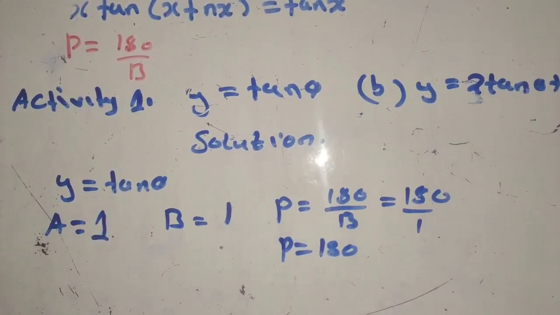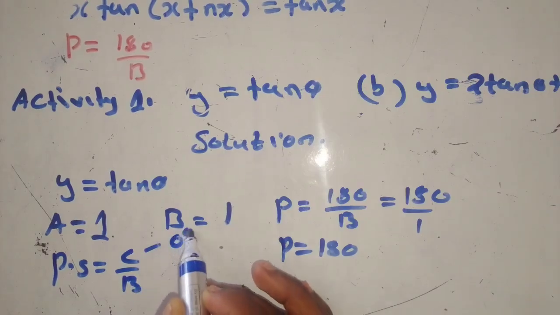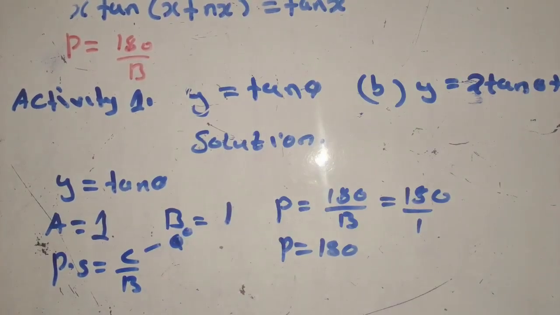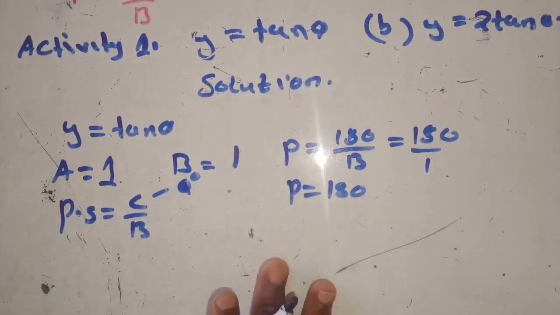Okay, so after finding this, you now find the phase shift. The phase shift is given by the formula C over B, where C is the angle and B is the frequency. So make sure that you follow attentively.